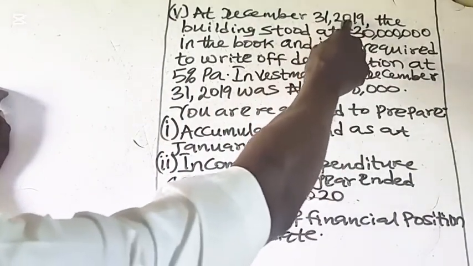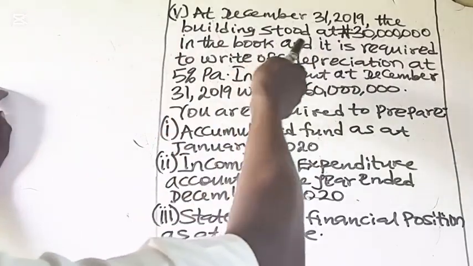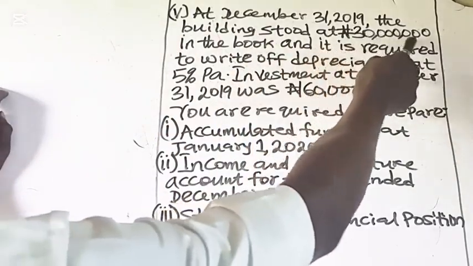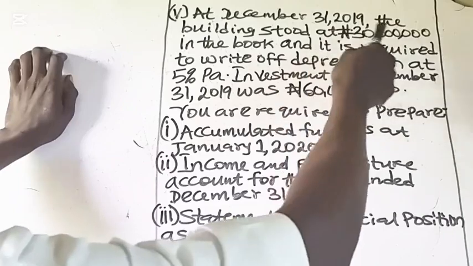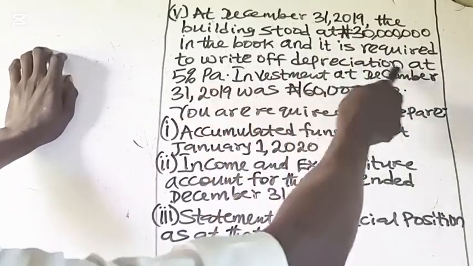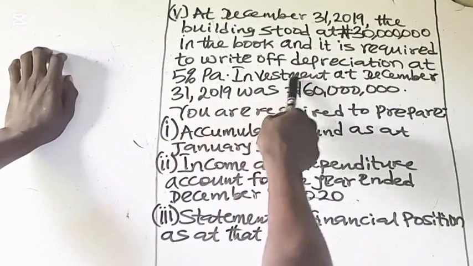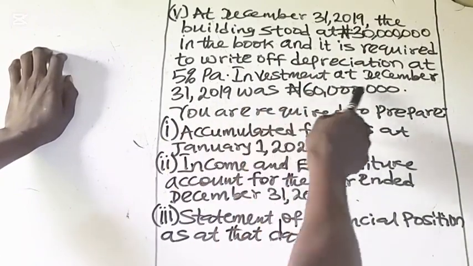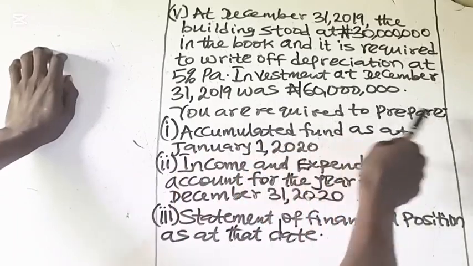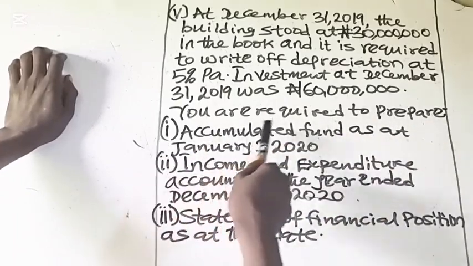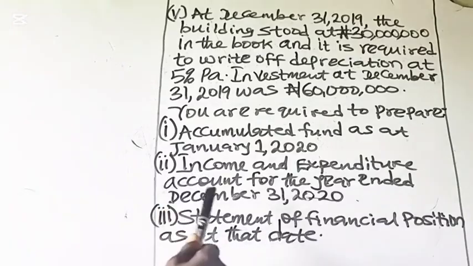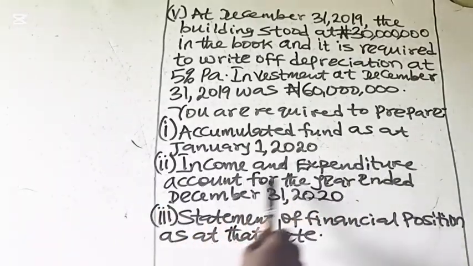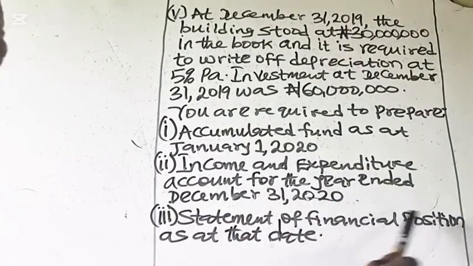You know, December 2019 relates to the previous year. The current year is 2020. That means this relates to the opening entry. Stood at 30 million naira in the book. And it is required to write off depreciation at 5% per annum. Investment at December 31st, 2019 was 60 million. You are required to prepare one, accumulated fund as at January 1st, 2020. Two, income and expenditure account for the year ended December 31st, 2020. Three, statement of financial position.